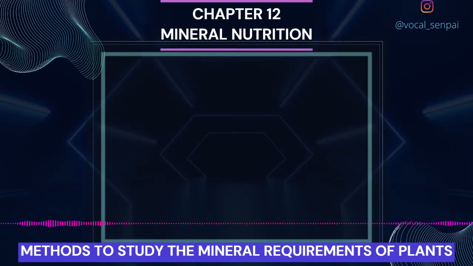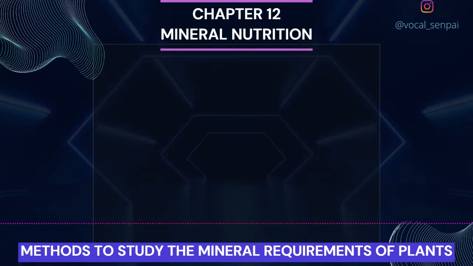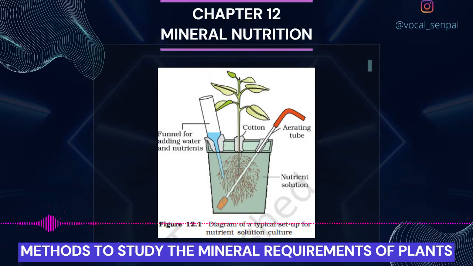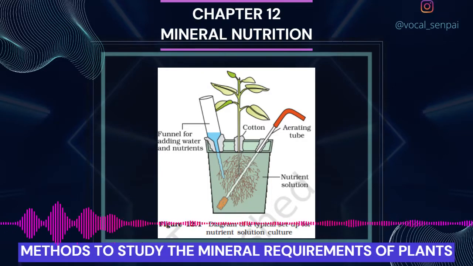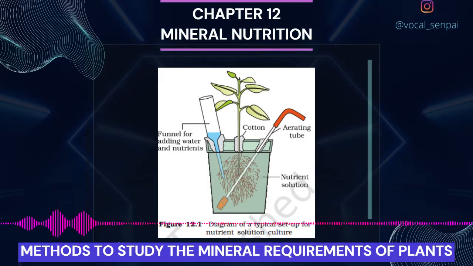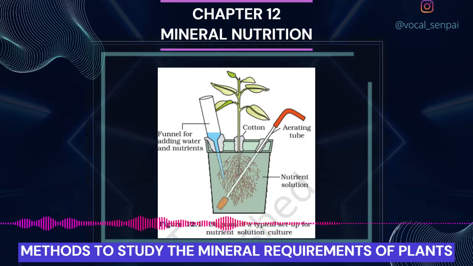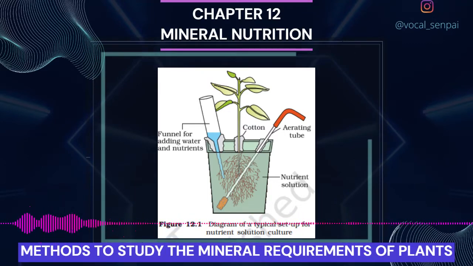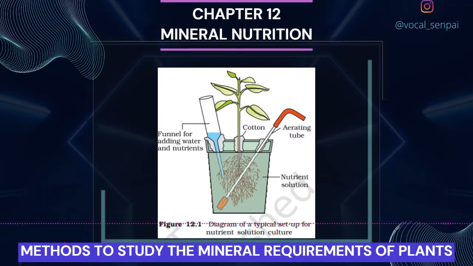In 1860, Julius von Sachs, a prominent German botanist, demonstrated, for the first time, that plants could be grown to maturity in a defined nutrient solution in complete absence of soil. This technique of growing plants in a nutrient solution is known as hydroponics.